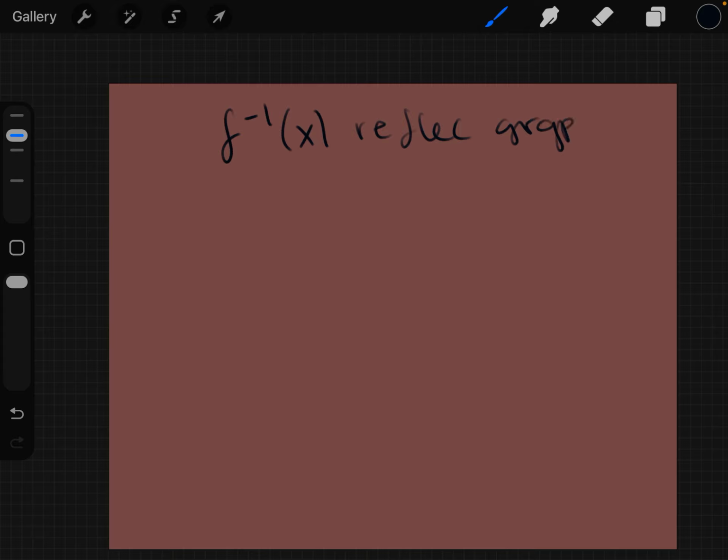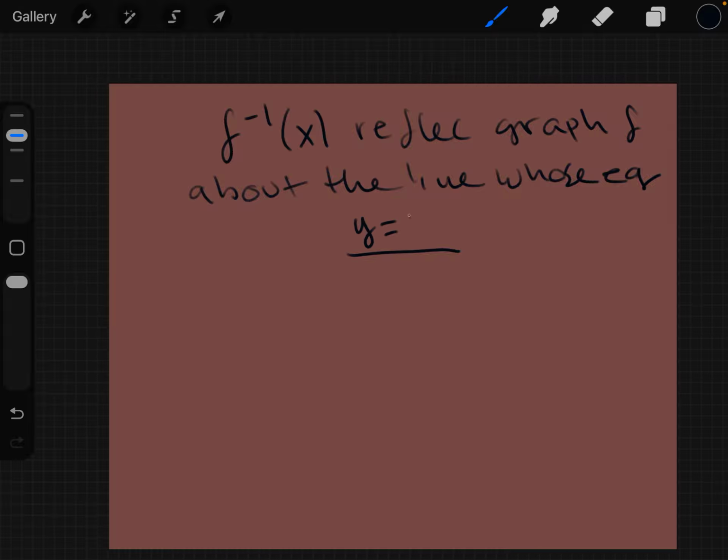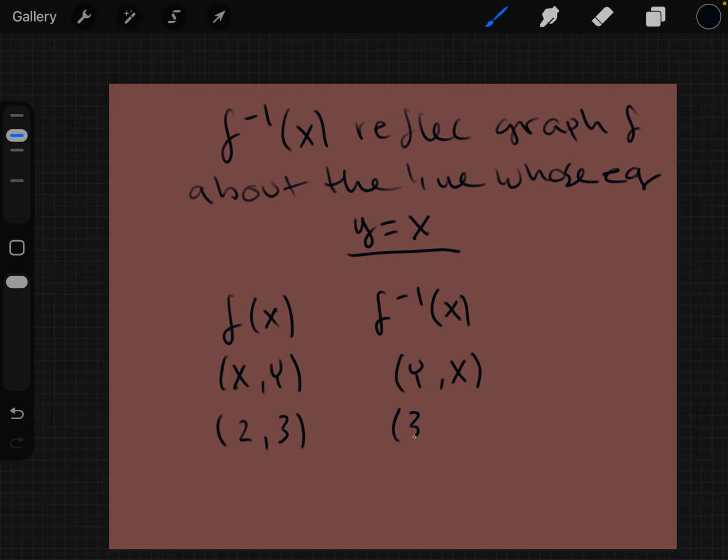Okay. The first question says, the graph of the inverse of f of x is a reflection of the graph of f about the line whose equation is what? And it's y is equal to x, because when you have f of x, you have your x and y values, and for f inverse of x you just flip those. So that's why it's y is equal to x.